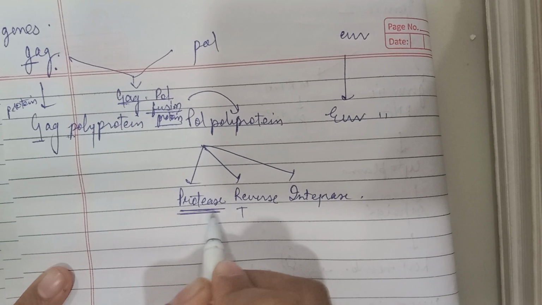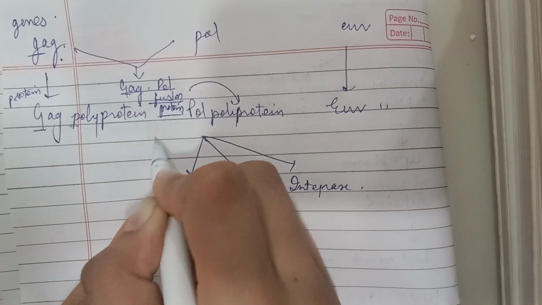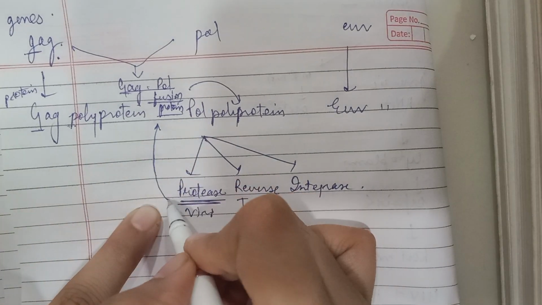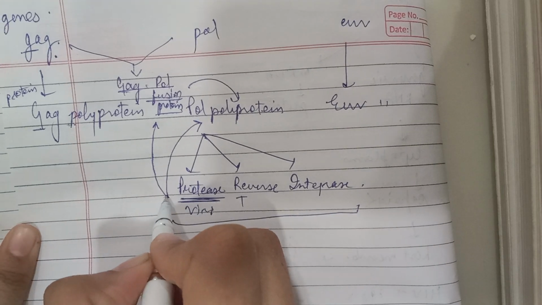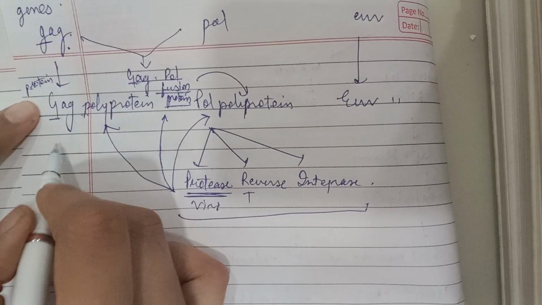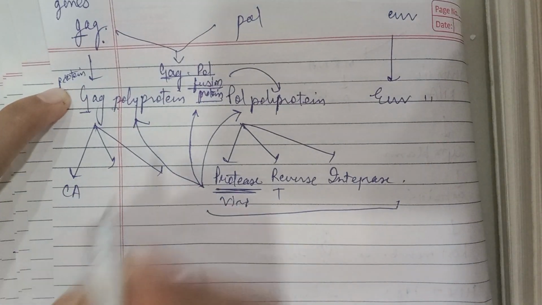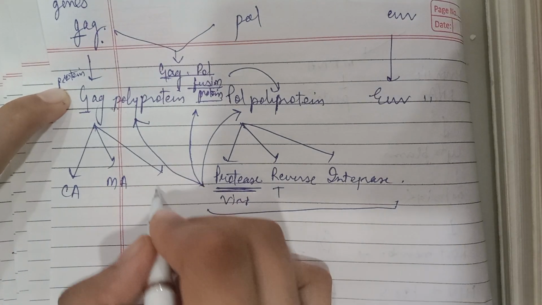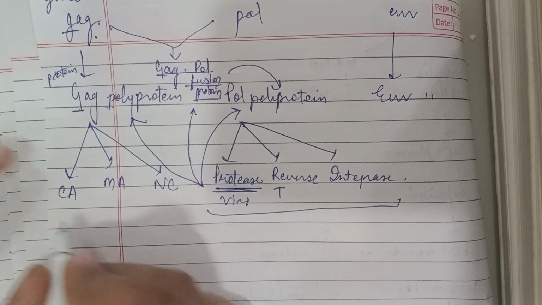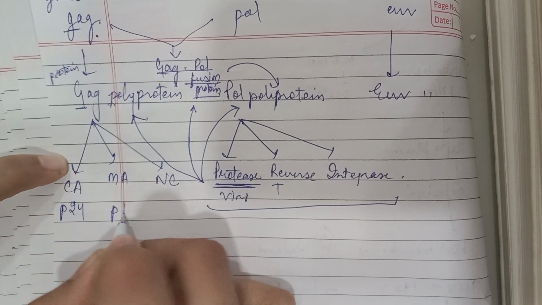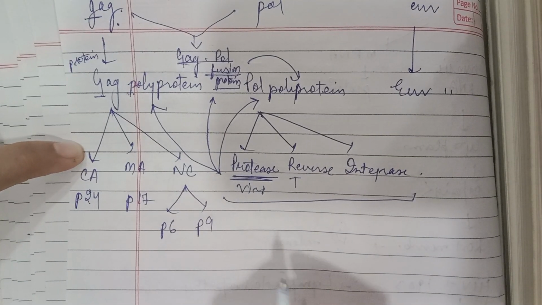This viral protease is very important as it is responsible for cleaving this fusion protein first of all. Then it cleaves this polyprotein into these three enzymes, and third it cleaves GAG polyprotein into three different types of proteins: capsid proteins, matrix proteins, and nucleocapsid proteins. Capsid proteins are also called P24. This is P17, and this is broken down into two types, P6 and P9.